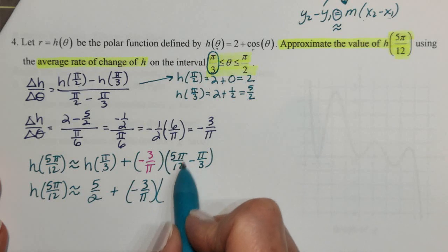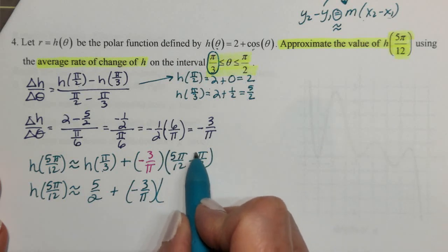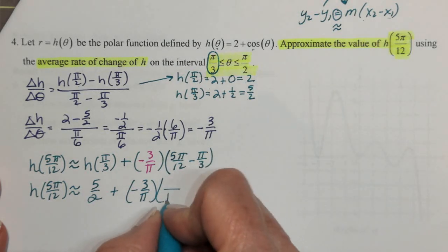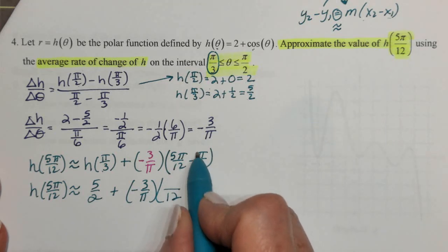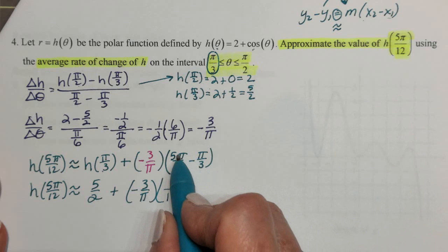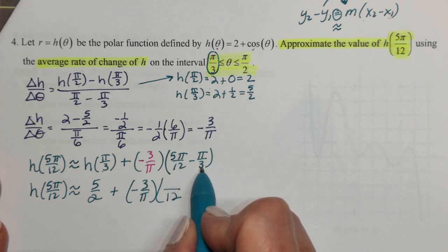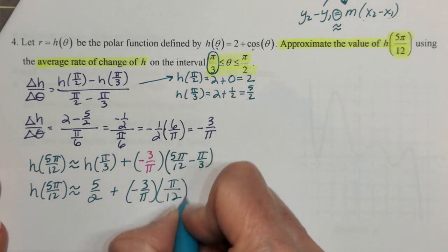What is 5 pi over 12 minus pi over 12? Well, common denominator will be a 12. I need to multiply by a 4 over 4, right? 5 pi over 12 minus 4 pi over 12 is 1 pi over 12.